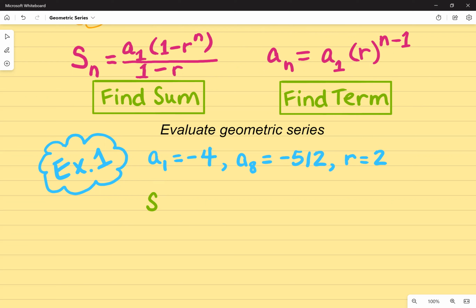I have S sub n, and I'm going to replace the A sub 1 with what's given, which is -4, times the quantity of 1 minus R, which is 2, raised to the nth power. You don't see n in the list identified by n equals, but you do see it next to this A. So that's A sub 8, and 8 represents my n. So that's what's going to go here. And then I'm going to divide it by 1 minus R.